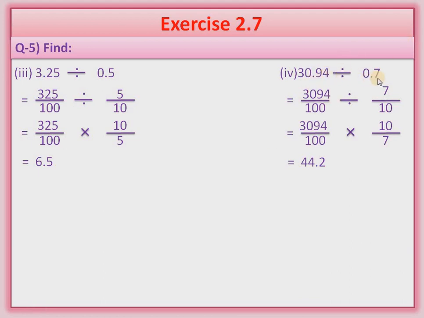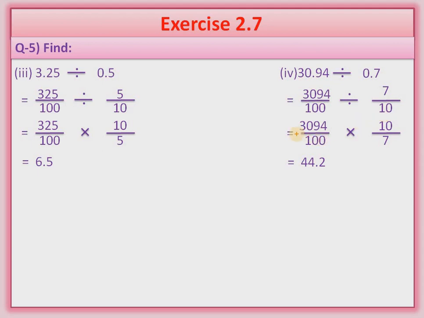30.94 divided by 0.7. So what I have done here, first we are going to convert the decimal number into a simple fraction. So 3094 upon 100. Why have I written 100? Because after the decimal point there are two digits. Therefore, I have written 100. So 3094 upon 100 divided by 7 upon 10.